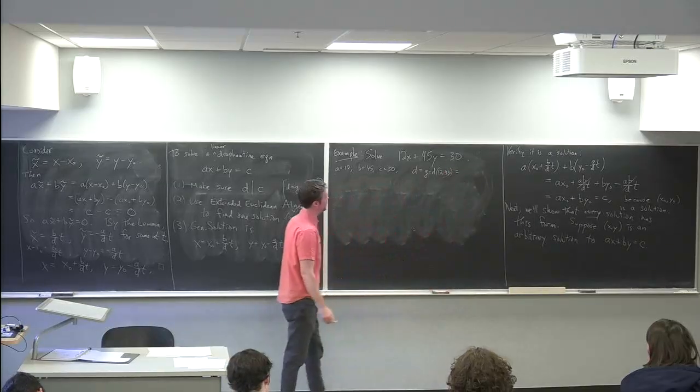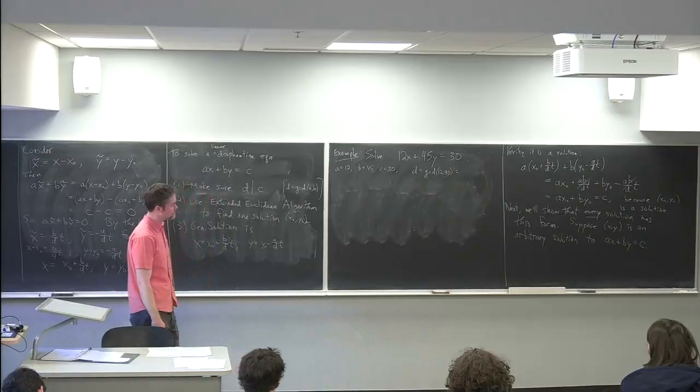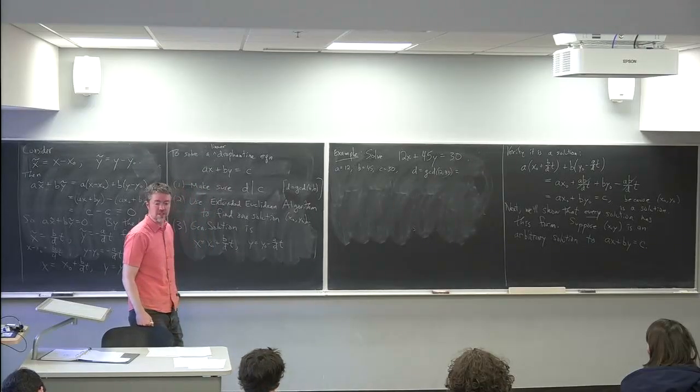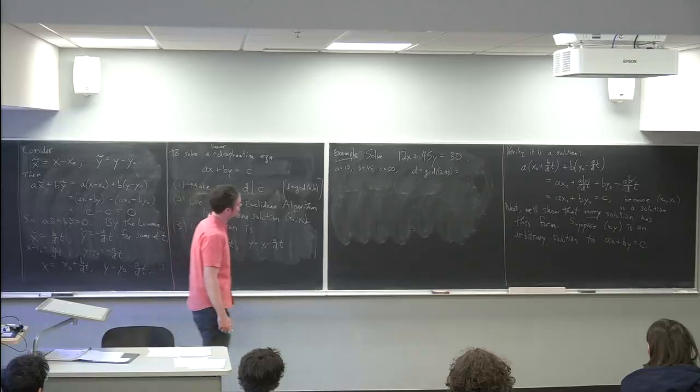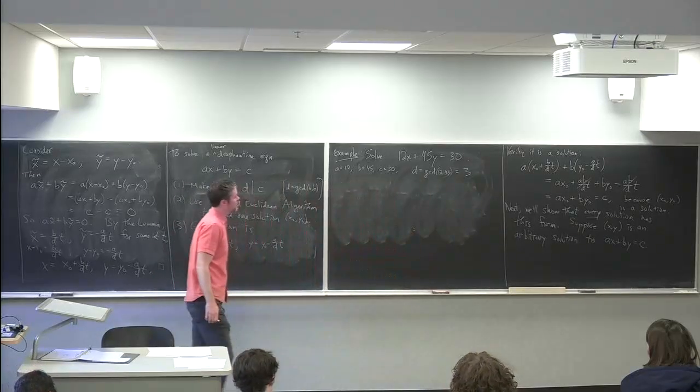You might want to take a moment to figure that out. We could use the Euclidean algorithm if you need to, but it's 3. It's going to be 3. So that's going to be the GCD.